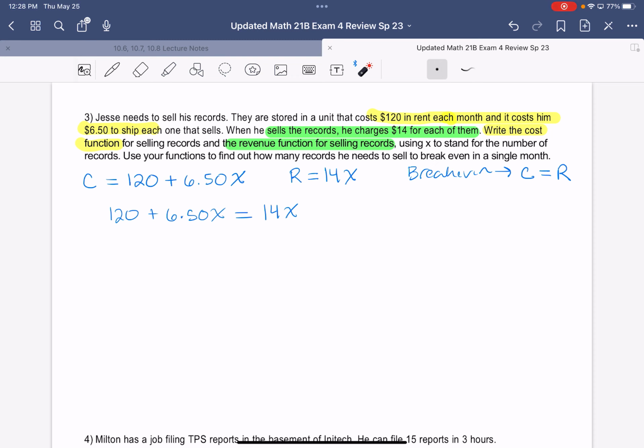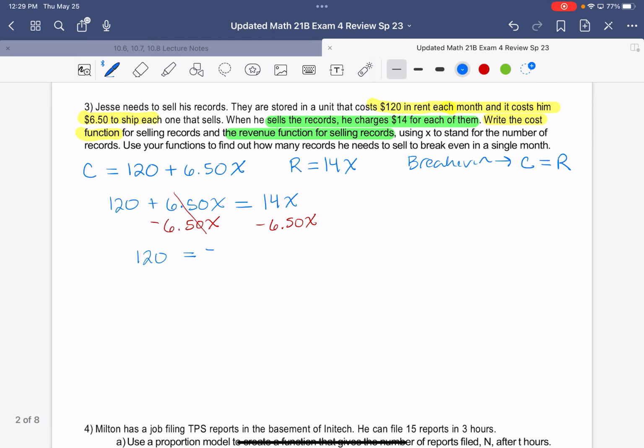Okay. So solving, you want to get x's to one side of the equation. It does not matter which, up to you. I am going to subtract the 650x from both sides of the equation. So that way on the left-hand side, the 650x's cancel. We are left with 120 equals 14x minus 650x is 750x.